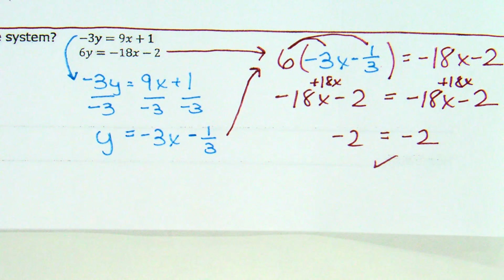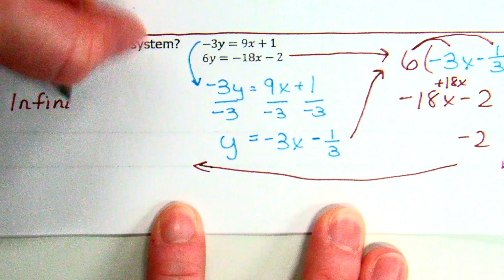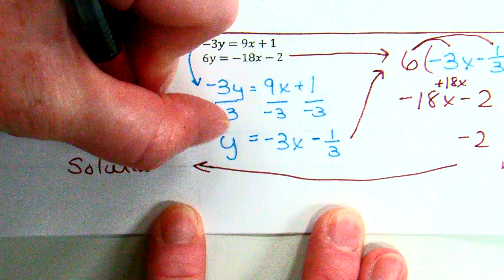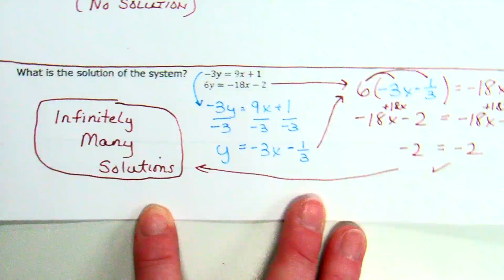Okay? So, because this ended up being the same, I'm going to write infinitely many solutions. So it's not just that any number works, but there are an infinite amount of ordered pairs that work.